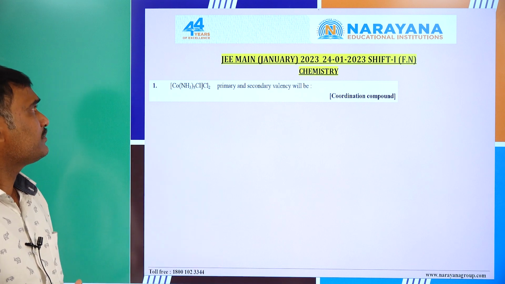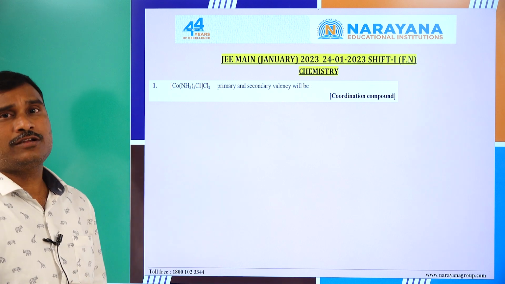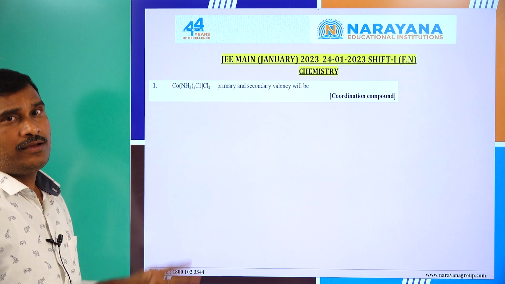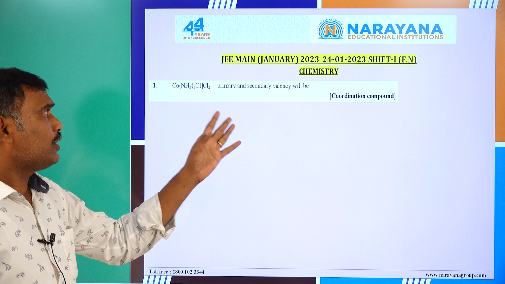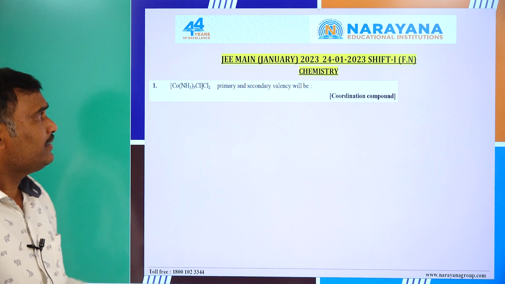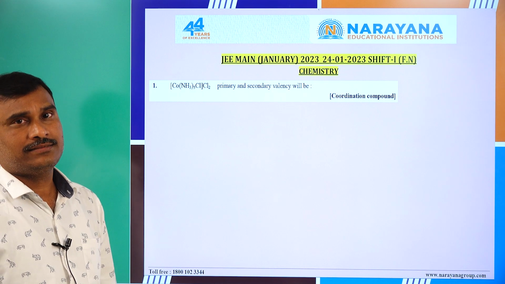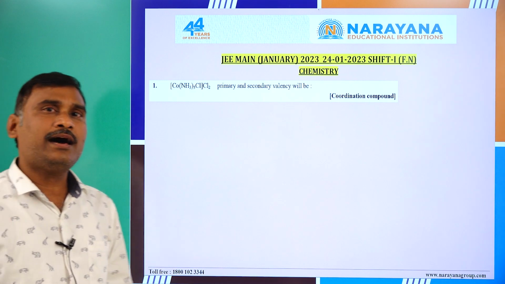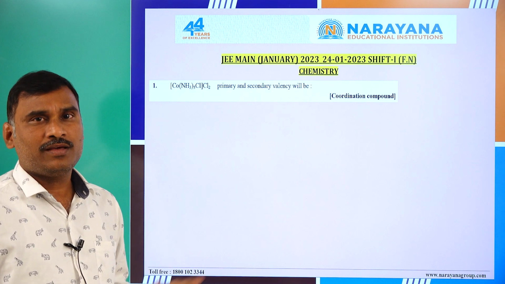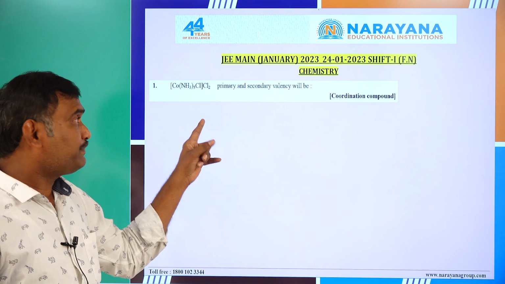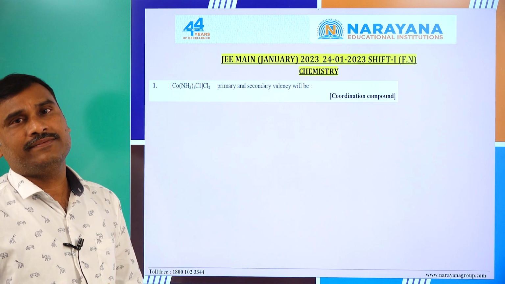The first question is from the coordination compounds lesson. The complex given is pentaamminechloridocobalt chloride. In this question they are asking about primary and secondary valencies. Generally this question is based on the concept of Werner's theory. Werner classified the complex into two things, that is primary valency and secondary valency.